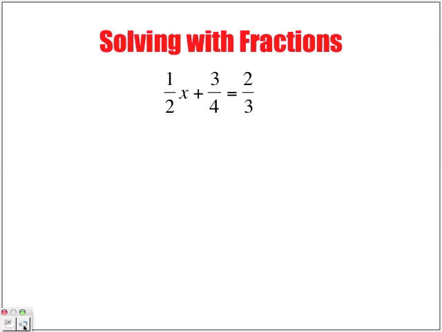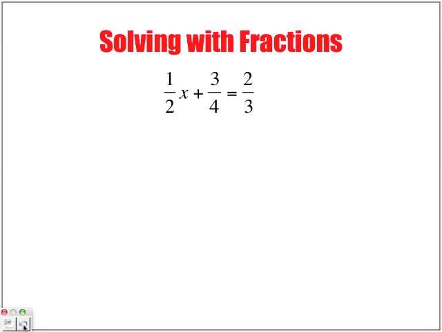Now, here's where things get a little bit tricky. Solving with fractions. One of the steps that I like to do is get rid of the fractions first. Okay? Because all the denominators are different, we cannot add or subtract them. We cannot add our numerators because our denominators aren't the same. So what we want to do is find the lowest common denominator.